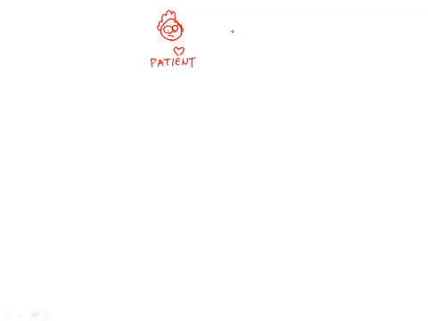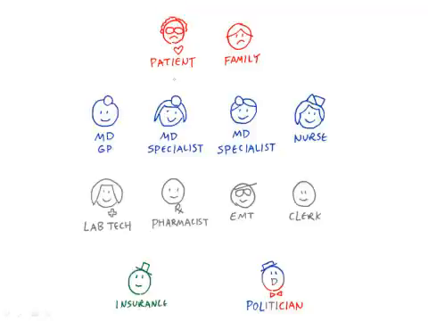If we continue thinking about all of the other who's that are involved in healthcare, we end up with quite a list. We end up, of course, with the patient's family, a doctor, a general practitioner, a doctor specialist, perhaps another specialist, certainly a nurse and other assistants that will work in the hospitals, laboratory technicians, pharmacists, emergency medical technicians, clerks within hospitals and pharmaceutical companies and clinics, people who are involved in insurance, and of course then politicians.